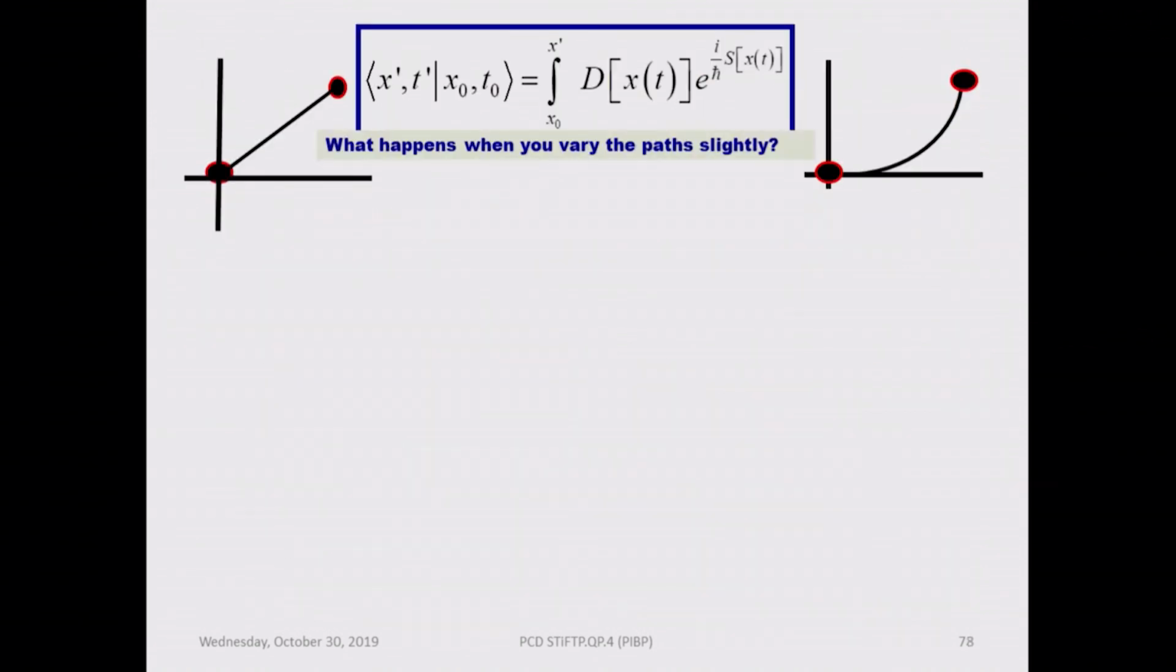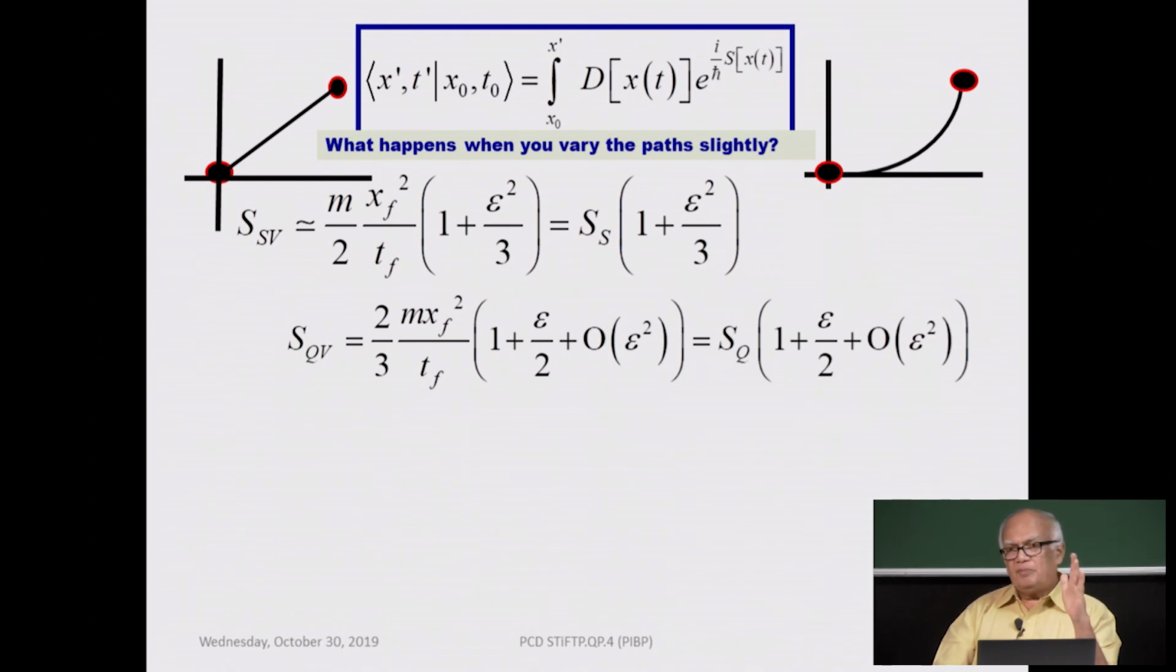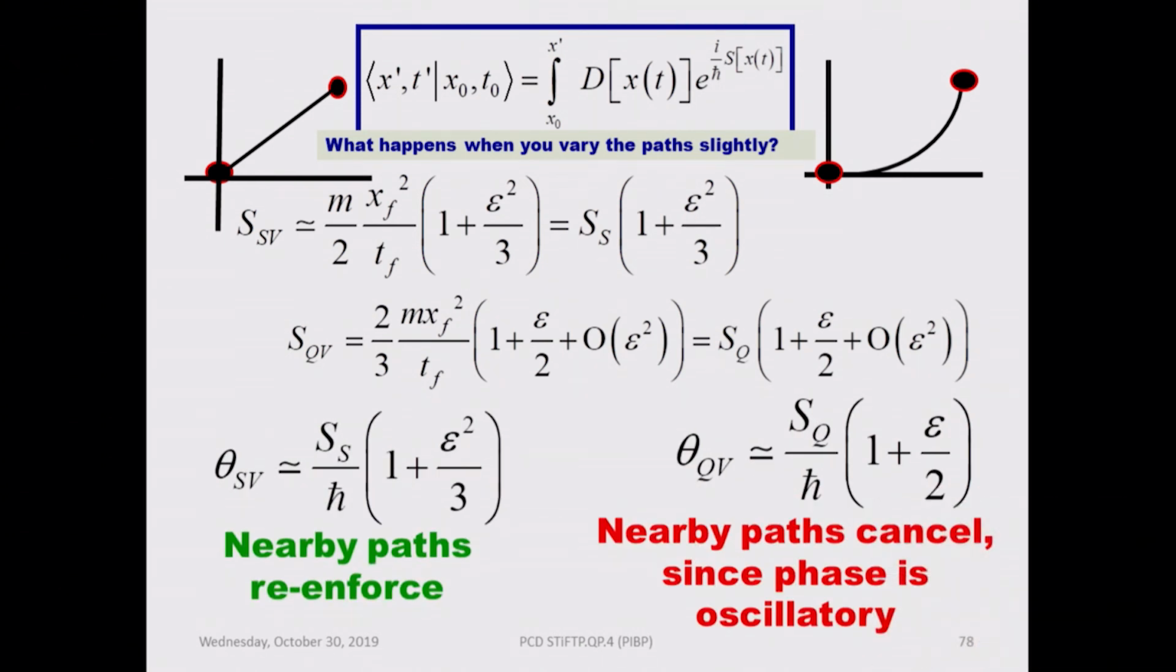So here is the consolidation of your results. What happens when you vary these paths? We consider two paths, one a straight path and the other a quadratic path. The straight path gives you the same as the straight path when you vary, except that the correction is of the order of epsilon square, whereas the quadratic path gives you the same as the quadratic path, but the corrections are much larger. They are of the order of epsilon rather than epsilon square.